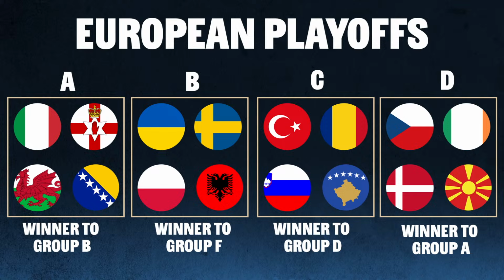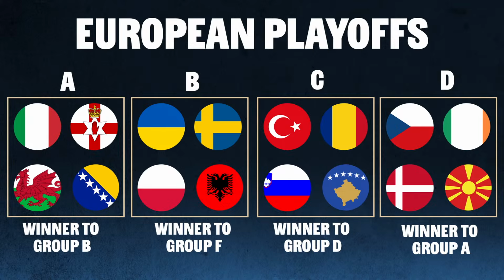So we have 2 different playoffs. We have the UEFA playoffs where 4 teams advance, and then you have the Interconfederation playoff where 2 teams advance. Let's go through the UEFA playoffs first. For playoff A, that will go to Group B. And Seb and I hit on a few of these. So Italy will play Northern Ireland, and the winner of that game will face Wales, Bosnia-Herzegovina. You have Ukraine, Sweden in playoff B. The winner of that one will take on Poland, Albania.